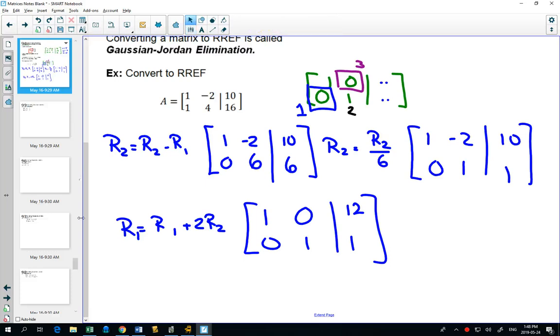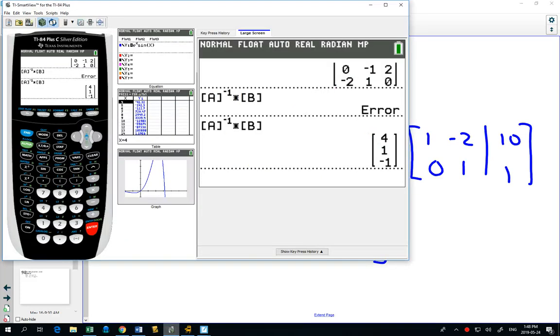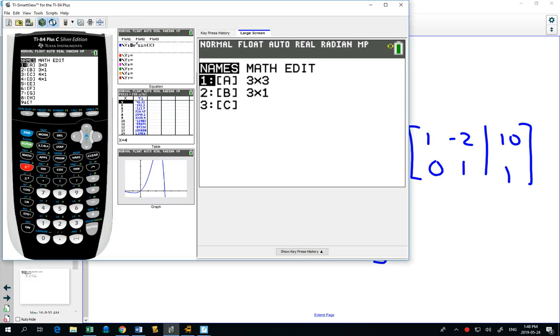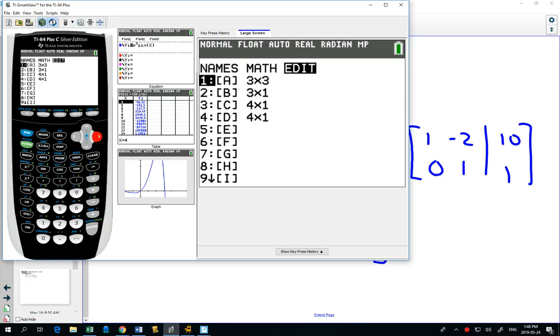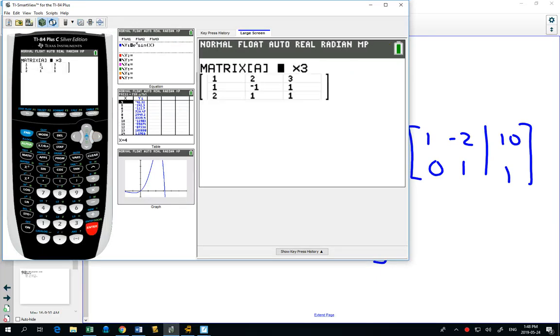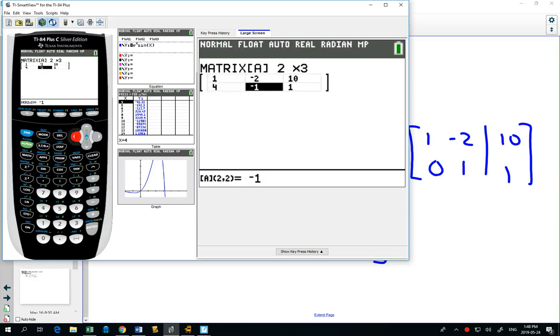Something on your calculator. If I type in this matrix that we had to begin with, second matrix, put it into matrix A, and now I'm going to have 2 rows and 3 columns because it's an augmented matrix. It was 1, -2, 10, 1, 4, 16.